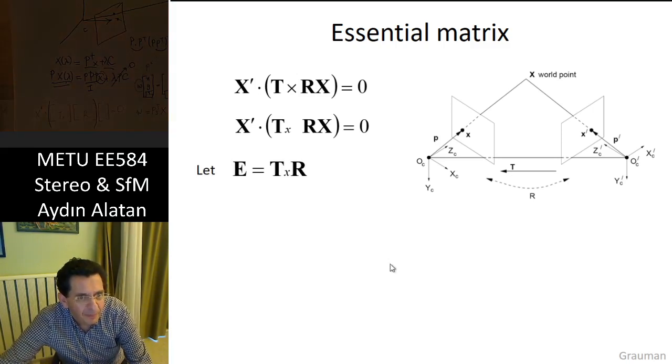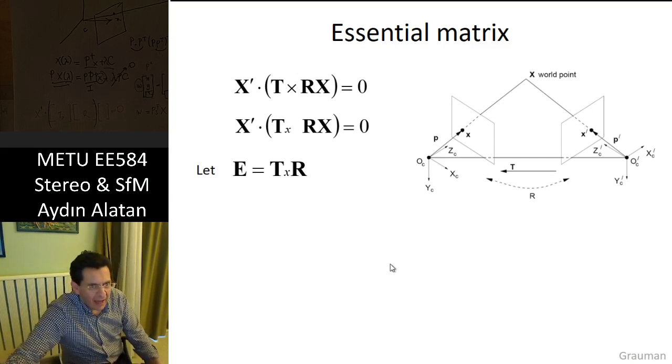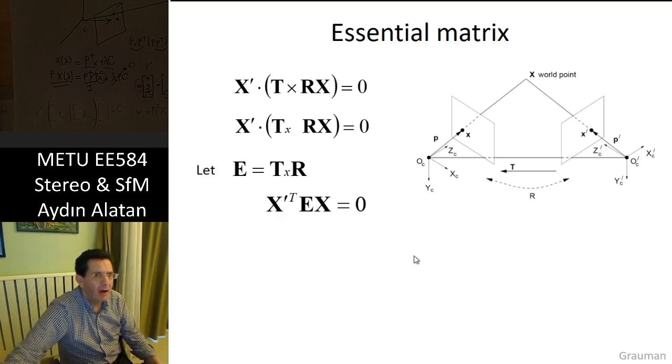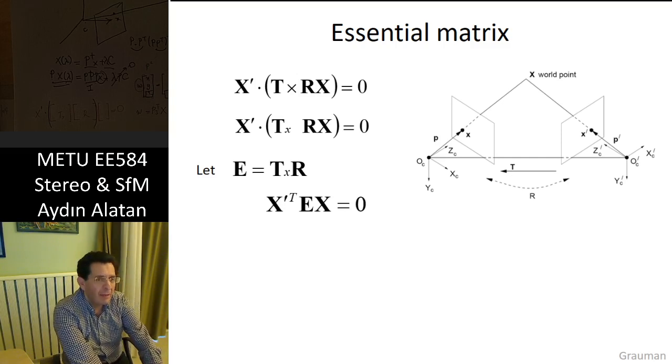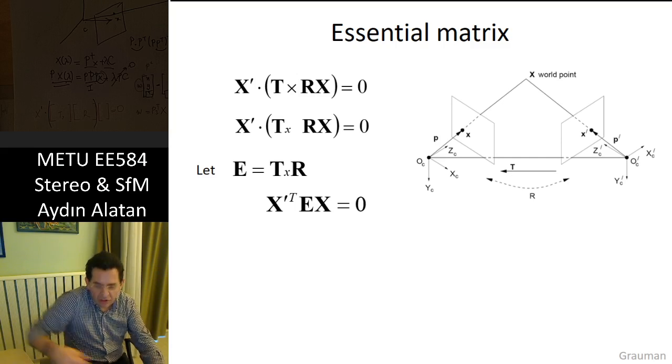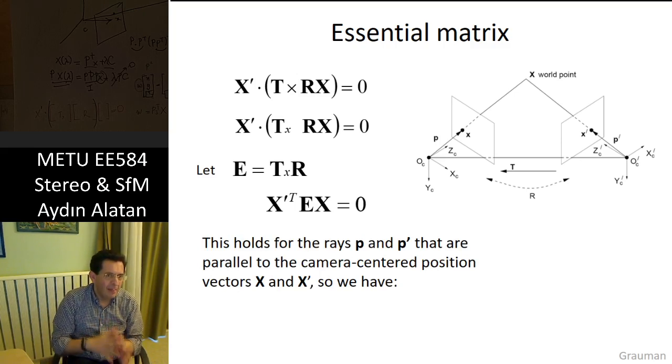Now, let's call this multiplication of these two 3 by 3 matrices E, for essential. Okay, now let's see what we get from here. From the left I multiply with the vector x prime, from the right I multiply with x, and the E matrix is in the middle, and this multiplication is a scalar at the end. 1 by 3, 3 by 3, 3 by 1 is 1 by 1. It's equal to 0.